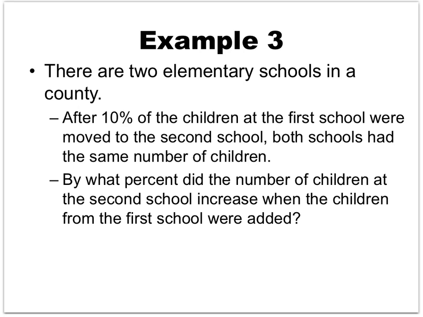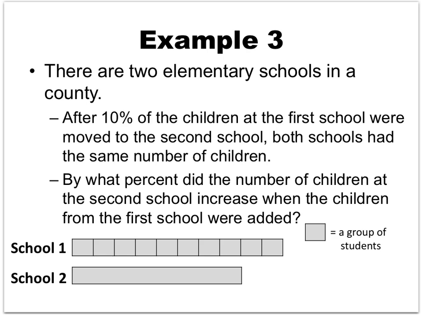So there's a lot going on here. We've got 2 schools, and the first school was bigger because it said that we moved some of those children to the second school, and now they have the same number. So the question is, by what percent did the number of children at the second school increase? So let's draw a strip diagram to represent this. So let's start off with school 1.